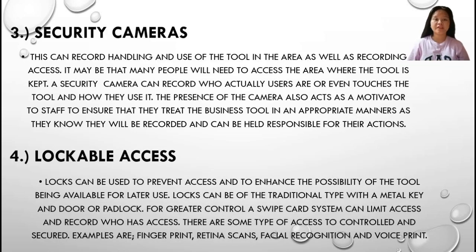Number 3 is security cameras. These can record the handling and use of the tool in the area as well as recording access. It may be that many people will need to access the area where the tool is kept. A security camera can record who actually uses or even touches the tool and how they use it.